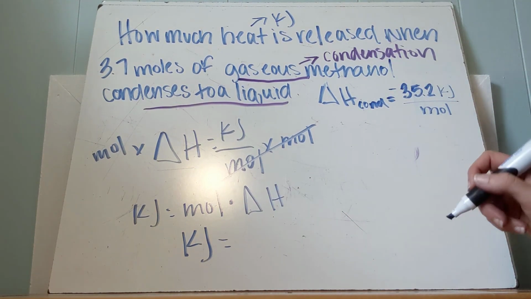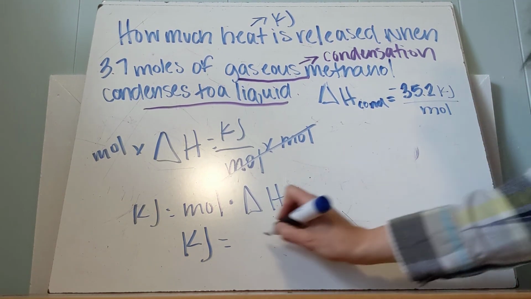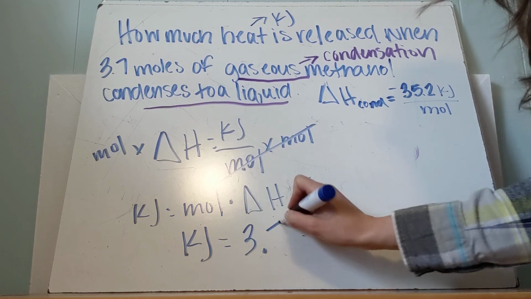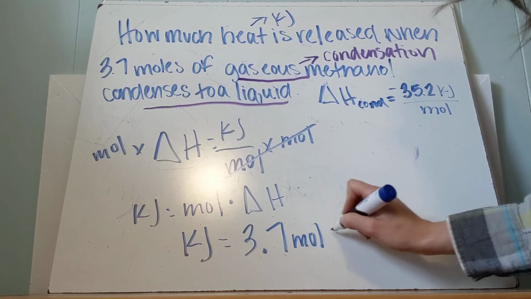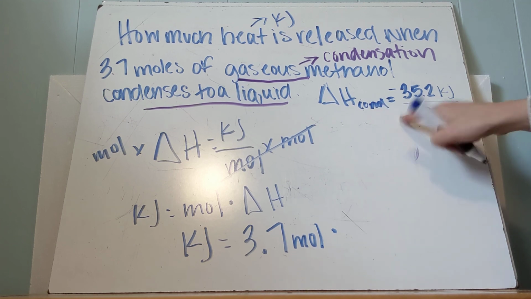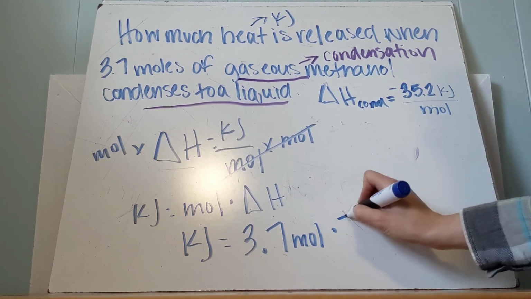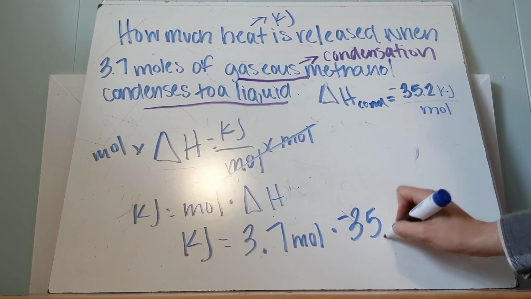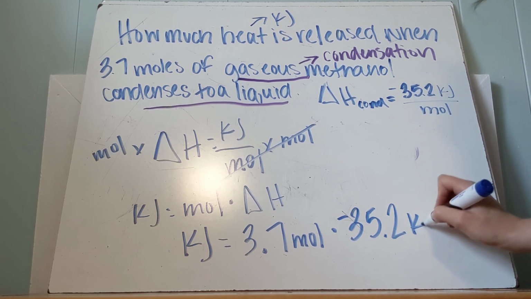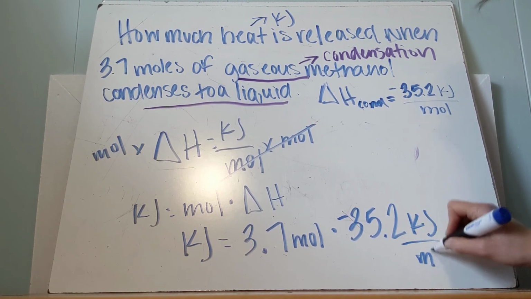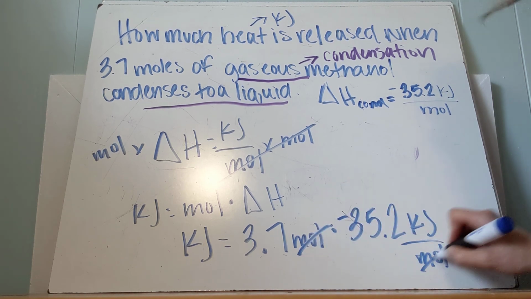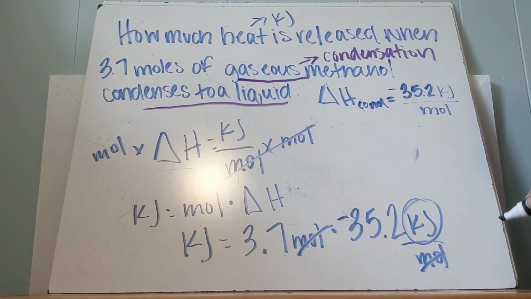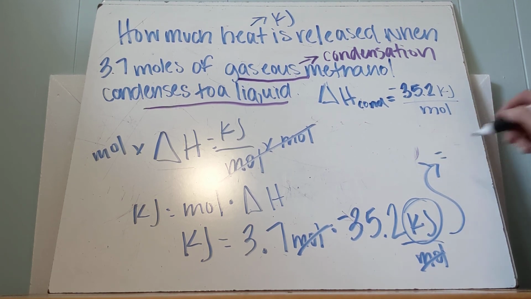I can plug in. Kilojoules is equal to 3.7 moles multiplied by my delta H, negative 35.2 kilojoules per mole. And look, moles cancel. I'm left with kilojoules. I've run out of room, so I'm going to put my answer up here.